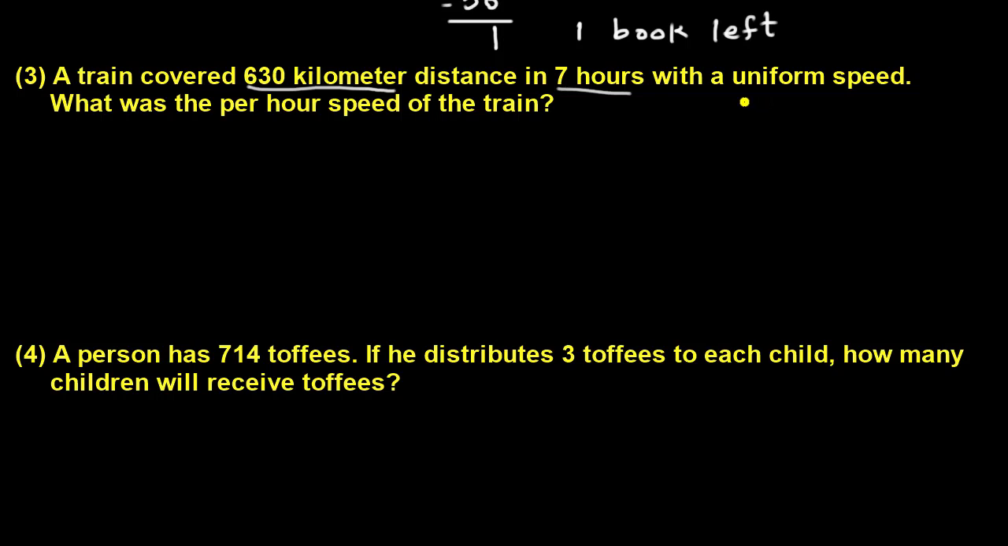It means the speed will remain the same. What was the per hour speed of the train? The train ran for 630 km in 7 hours, and we want to find the per hour speed, meaning the speed of 1 hour. Per hour means 1 hour. So we have to divide this total distance in 7 equal parts, as we have 7 hours.